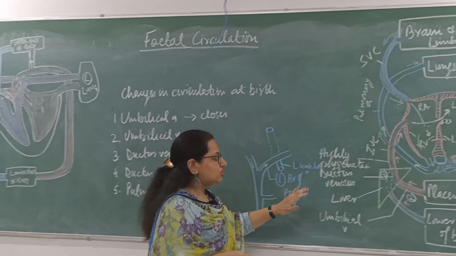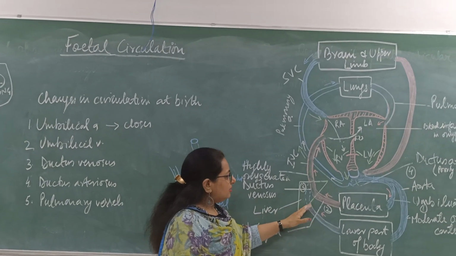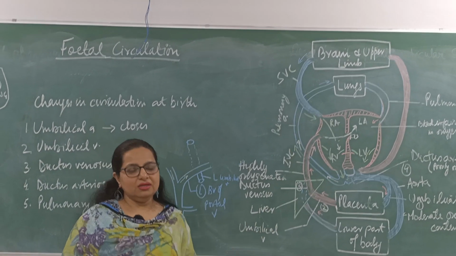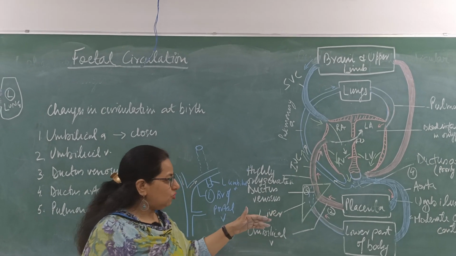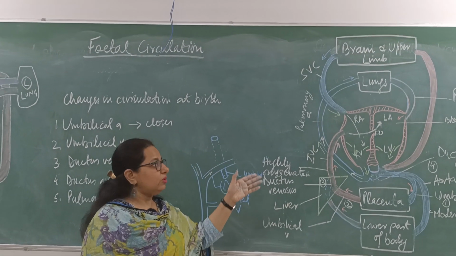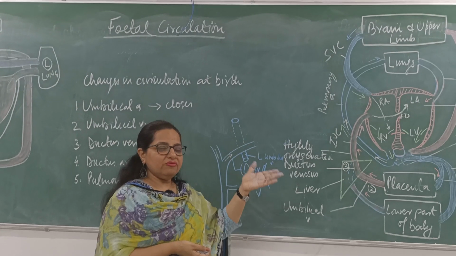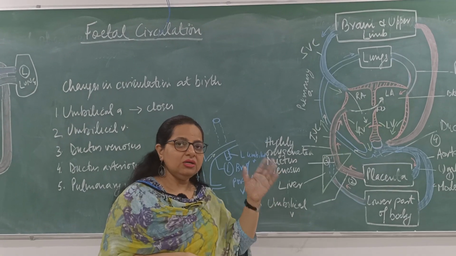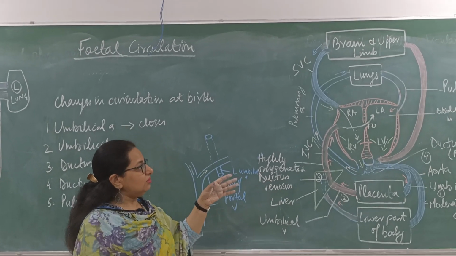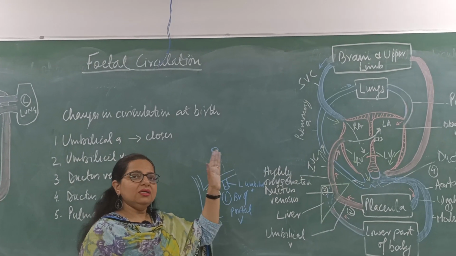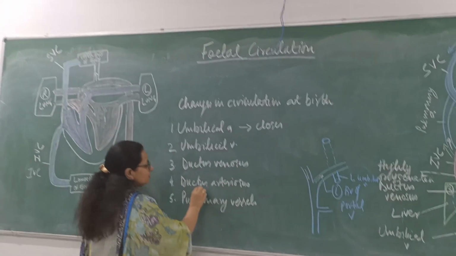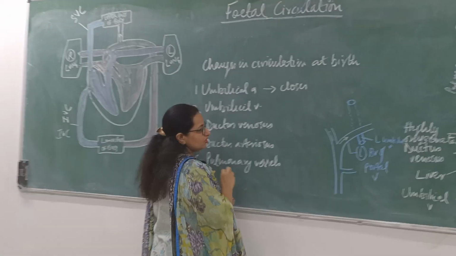Now the ductus venosus is closed, and the inferior vena cava is having drainage from the lower part of the body, that is impure blood, and the superior vena cava also from the upper part of the body, both of them entering into the right atrium and then the right ventricle and the pulmonary trunk. Then last to close is the ductus arteriosus.